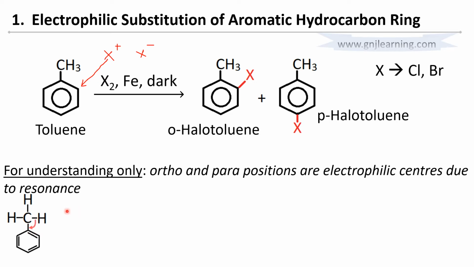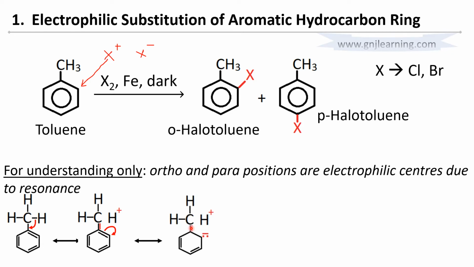So what happens is, initially this bond will shift towards this single bond here, and it becomes a double bond, and H plus is going out. Now these two double bonds cannot stay together on the same carbon atom, so this double bond will move to the next carbon. Clear? So what will happen then? That carbon will become an electrophilic center. So the ortho carbon is now an electrophilic center.